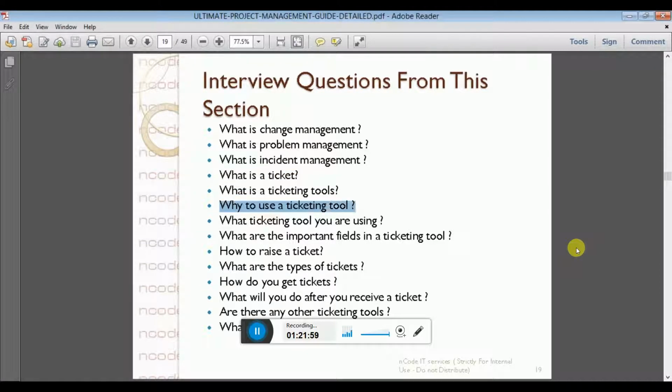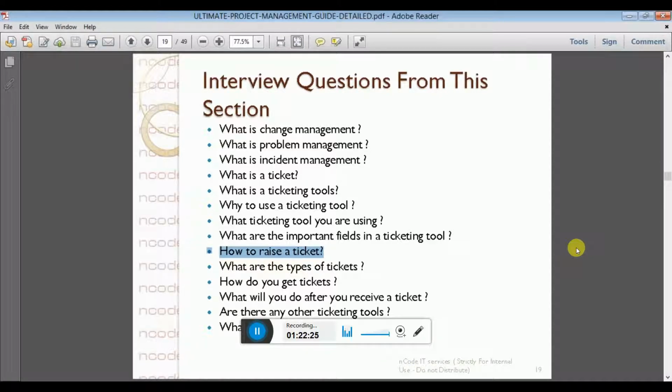Why use a ticketing tool? Basically to track everything in the project. What ticketing tool are you using? We are using Remedy. What are the important fields in the ticketing tool? Ticket ID, priority of the ticket, title, description, and who it is assigned to. How to raise a ticket? We can raise it using the Remedy tool. You can log into the Remedy tool, and there is a new ticket. Click on the new ticket and raise it. This is in the video.